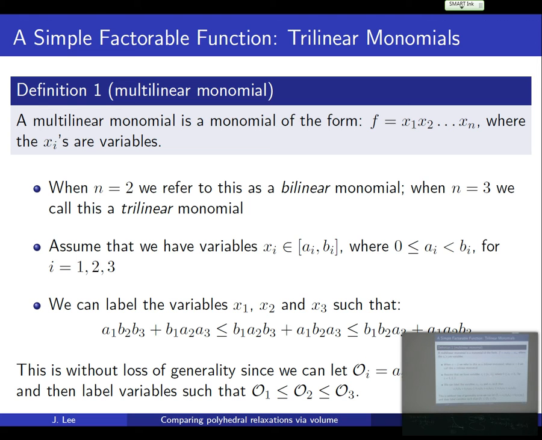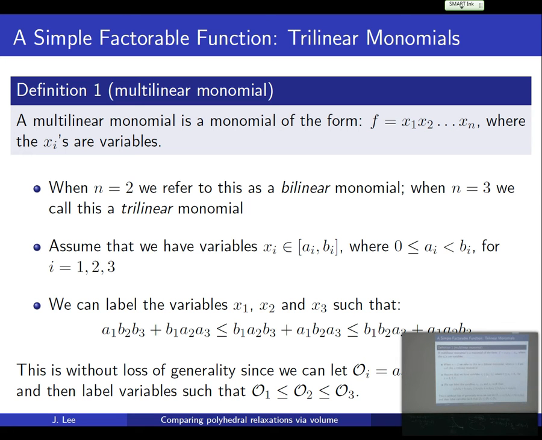So I have three things. We'll call them variables. And they have bounds, ai to bi. I'm going to assume, for huge combinatorial convenience, that these are non-negative numbers. The combinatorics gets much messier if we have mixed signs.